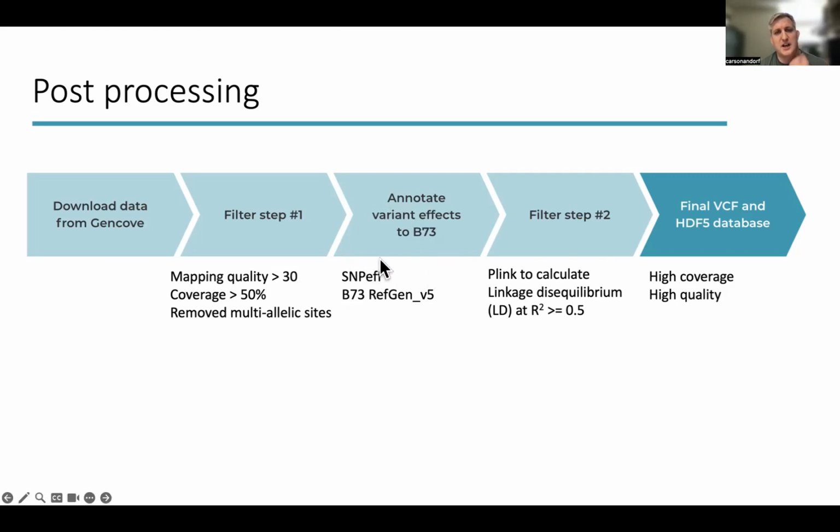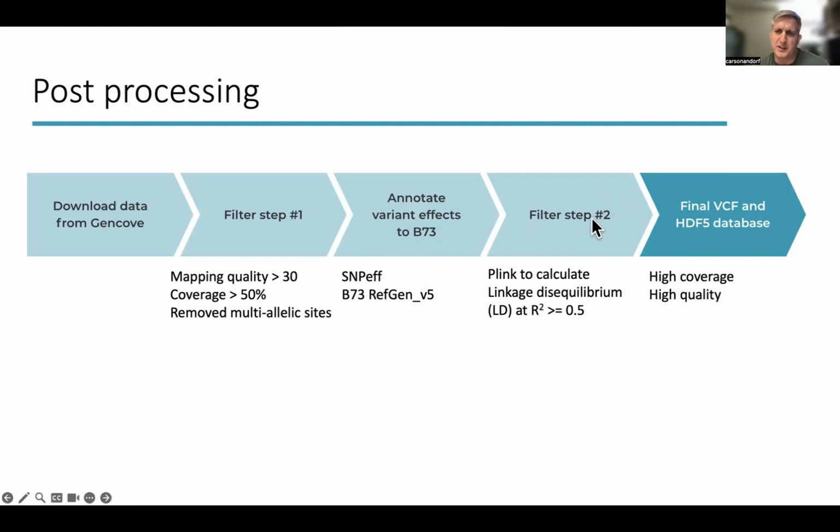Then we did annotation of the variant effects using SnpEff on the latest B73 RefGen V5 gene model annotations. So I was looking to see if these variants were in intergenic regions, or if they were in the genes, are they exon, intron, are they synonymous, missense? So just doing a full annotation on these variants.